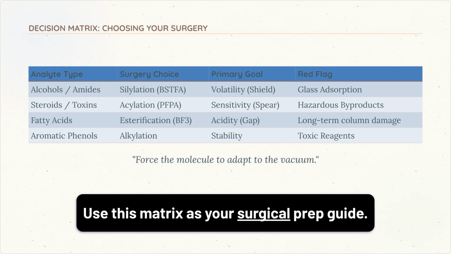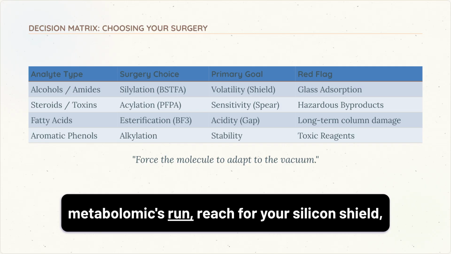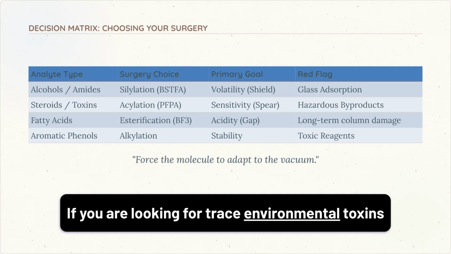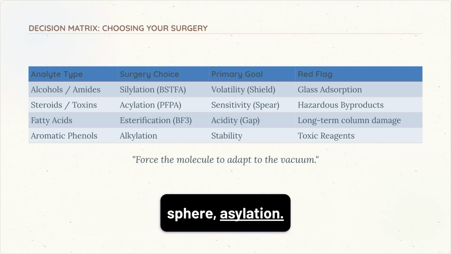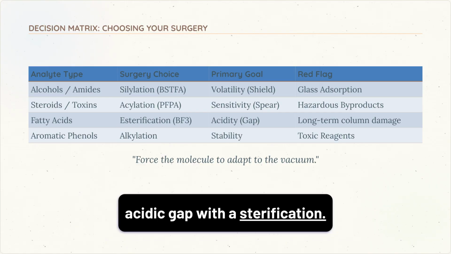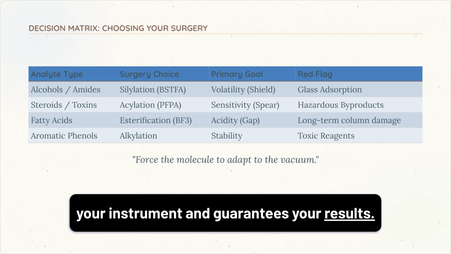Use this matrix as your surgical prep guide. If you have an unknown alcohol in a metabolomics run, reach for your silicon shield, silylation. If you are looking for trace environmental toxins and your signal is weak, sharpen your fluorinated spear, acylation. If you're analyzing butter or oils, close that acidic gap with esterification. This isn't just about a reaction. It's about a laboratory decision that protects your instrument and guarantees your results.